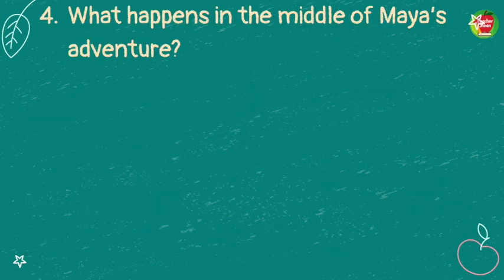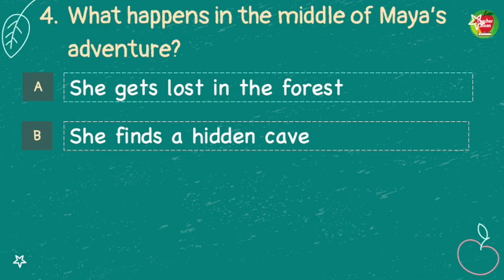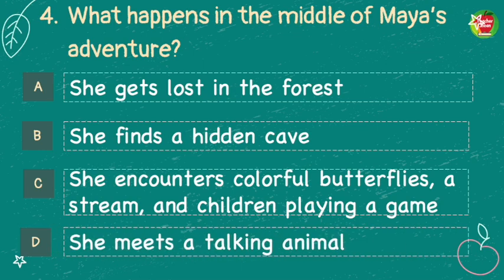Number 4. What happens in the middle of Maya's adventure? A. She gets lost in the forest. B. She finds a hidden cave. C. She encounters colorful butterflies, a stream, and children playing a game. Or letter D. She meets a talking animal.